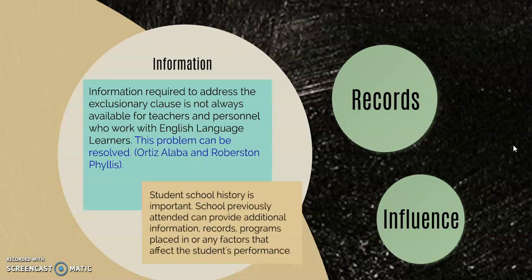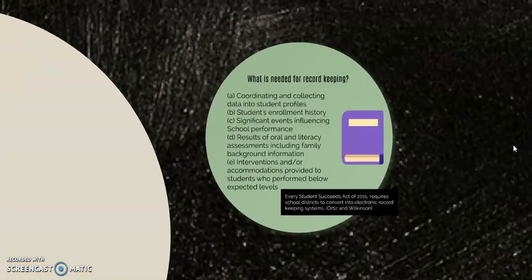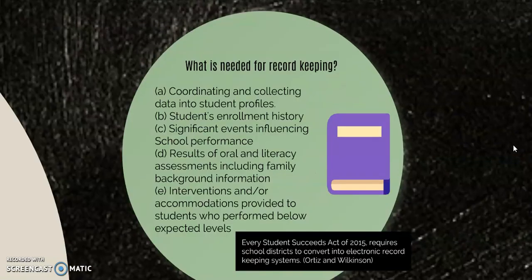A big influence is information. A lot of teachers and people who work with English language learners do not have adequate information given. Student school history is important and valuable for the school district, family, and teachers. This provides attendance information, additional information, records, programs that they might have been placed in, and some factors that affect their school performance.